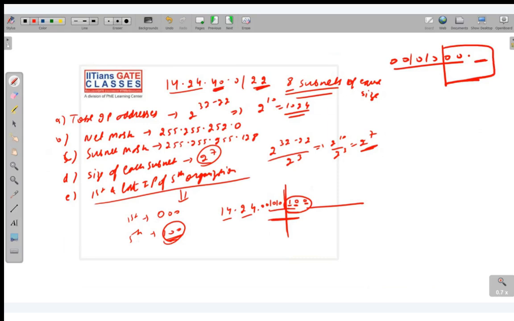Now try to see what this octet is now. 14.24 dot. If both of these were 0, it would be 40. Then this one means 2 you have added, so 42. 14.24.42.0. Until what point will we go? 14.24.42 dot, last 7 ones. Last 7 ones means 127. This is my answer. If you are facing any difficulty, please let me know.